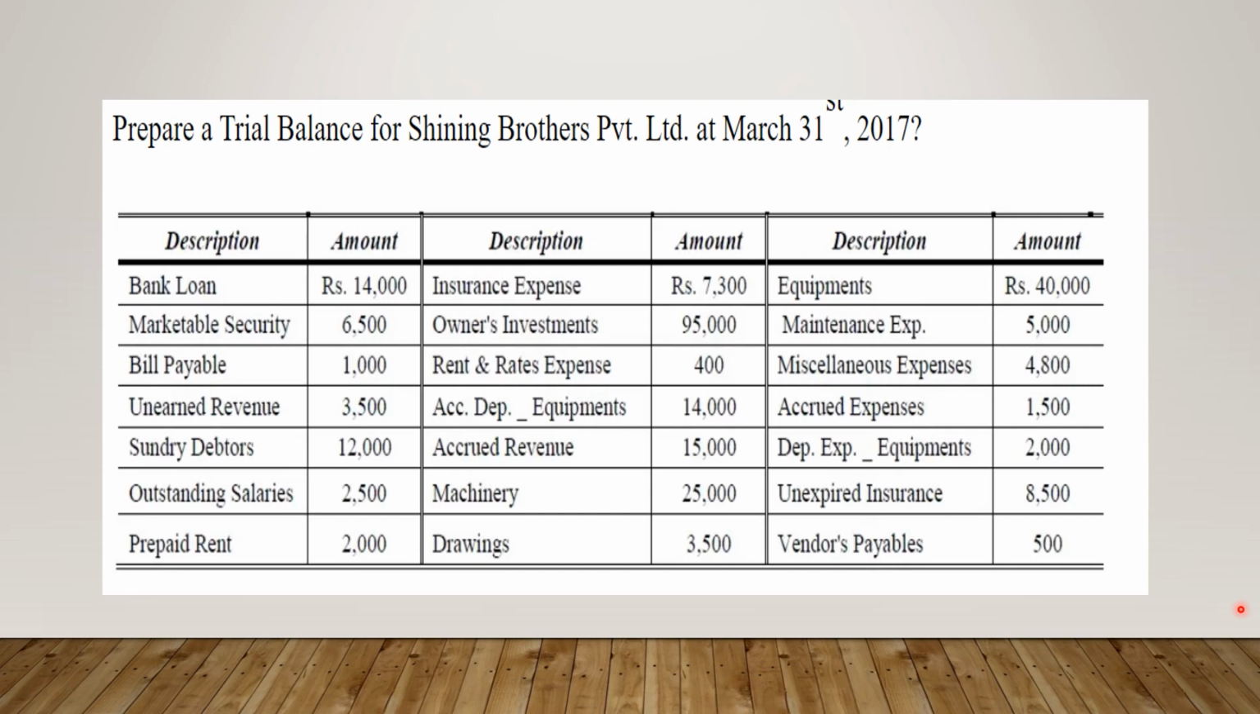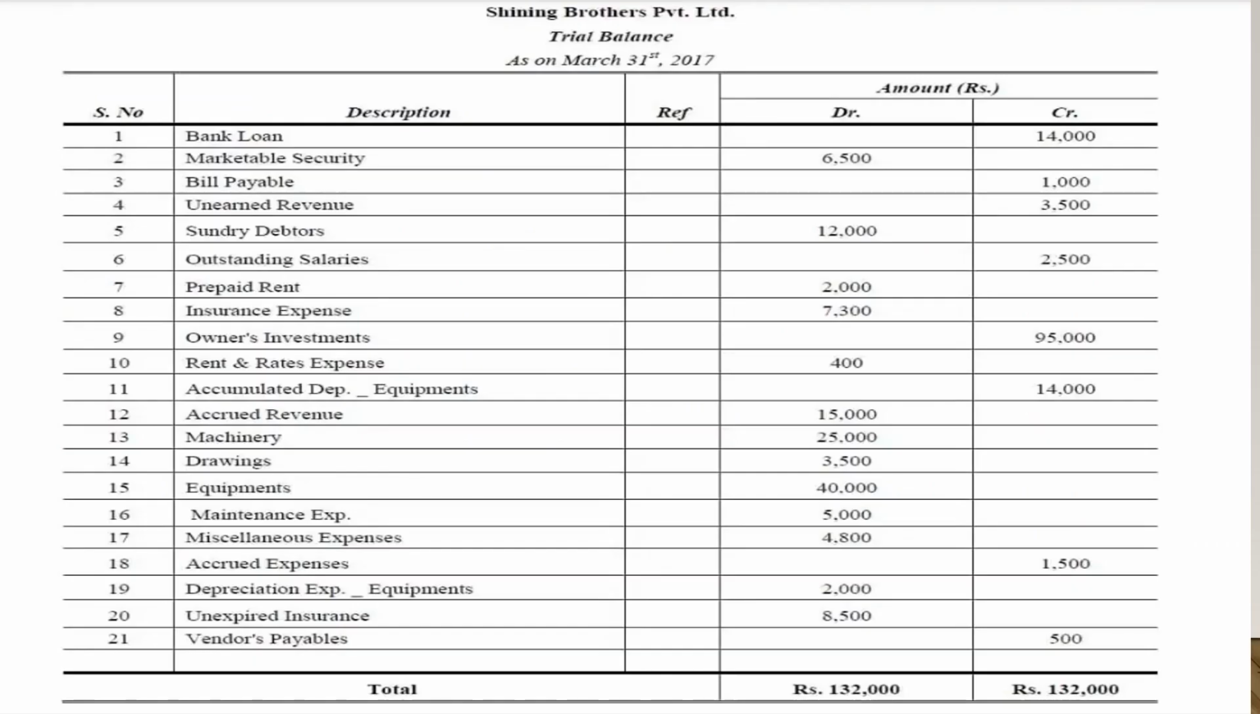So now let us have a look at the solution also. This is how a solution would look like. This is a trial balance. First of all, we'll write the name of the firm, then trial balance. Which statement is this? It is very important to write trial balance here. Otherwise, if we don't write the name of the statement, how will we know that this is a trial balance? And the third important thing is the date, as on so and so date.